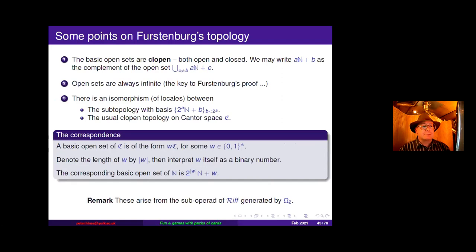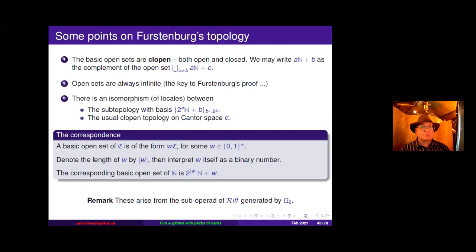And it also contains some interesting topologies with which we may be more familiar. So in particular, if we look at the basis of 2^a n + b, well, there we recover something that is isomorphic as a locale to the usual clopen topology on Cantor space. And the way this correspondence works is for Cantor space, well, the basic open sets, we take some member of the free monoid over {0, 1}, and we put it at the start of every possible element of the Cantor set. That determines a subset of the Cantor set closed under intersection.